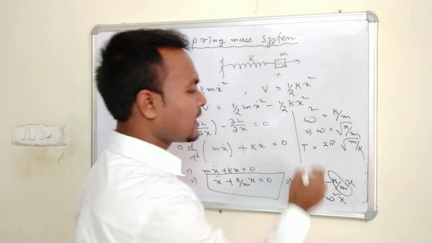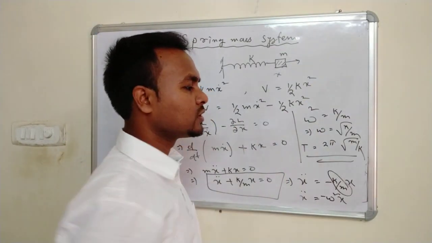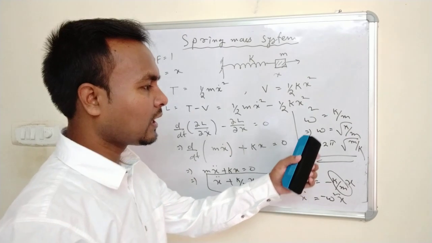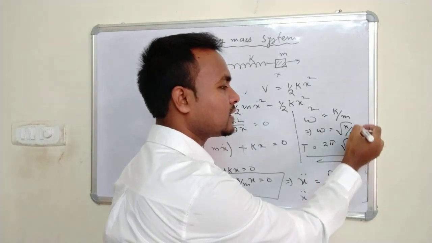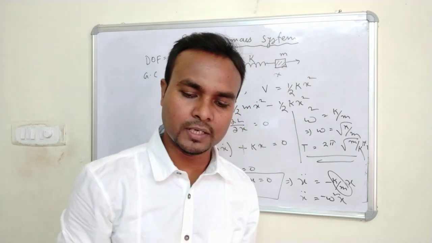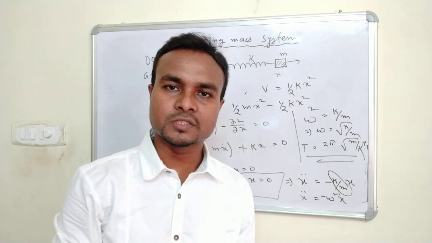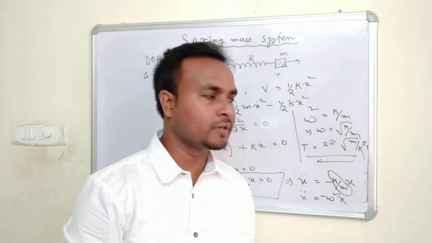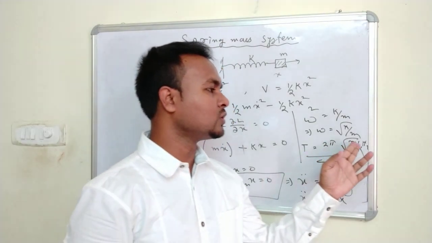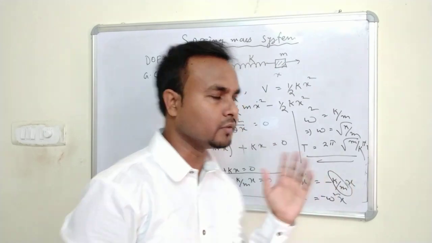So this is the frequency associated with the spring, angular frequency and linear frequency. This is in unit hertz, here the unit is radian per second. When you consider angular frequency, the unit will always be radian per second. When linear frequency is considered, then it will be in hertz.